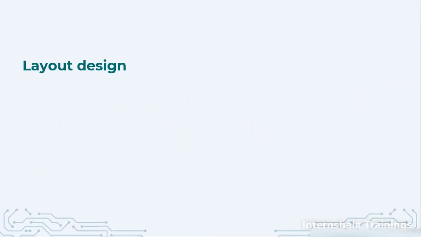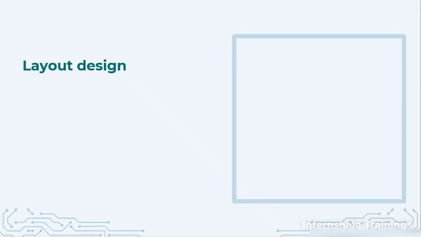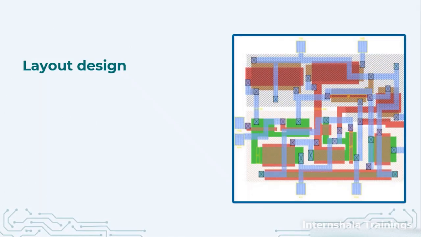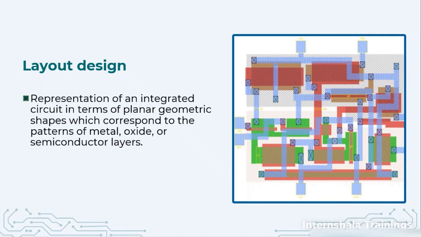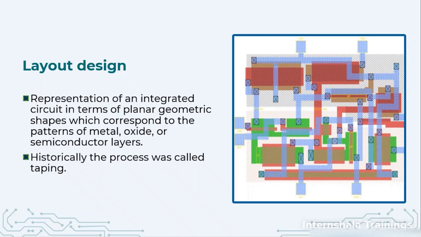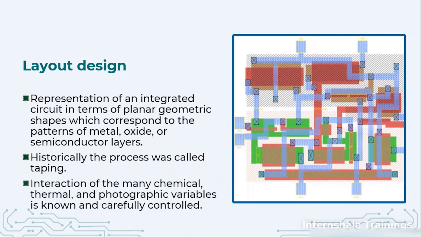The next task that we have is the layout design. Here we are going to talk about the actual fabrication, how different metals and semiconductors will be arranged in the semiconductor die. So we are going to have the representation of our integrated circuit in terms of planar geometric shapes. These shapes will correspond to the patterns of metals, oxide, or the semiconductor layers. Historically, this process was called the taping process, and we have interaction of many chemical, thermal, and photographic variables, and they need to be very carefully controlled while designing the layout of the complete system.